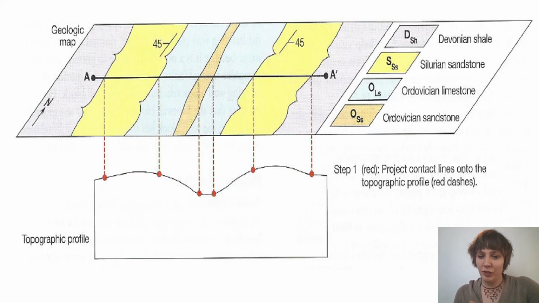So actually, for completeness, let's just go over all of it one more time. So step 1, project the contact lines onto the topographic profile. These are the red dashes being used to project those contacts, the exact location where the map view is showing you go from one rock type to another. Project that exact location onto your topographic profile.